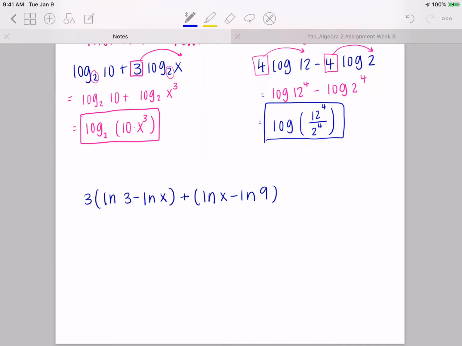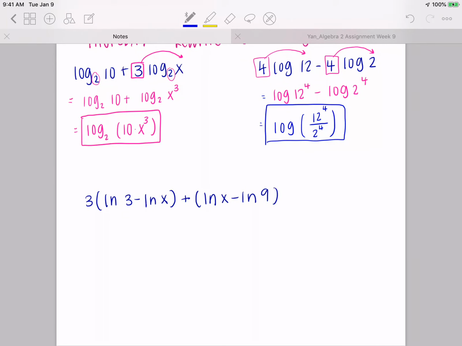Okay, last one. I have a more expanded one. So let's start off by putting the 3 into each of these. So I have 3 ln 3 minus 3 ln x plus ln x minus ln 9.